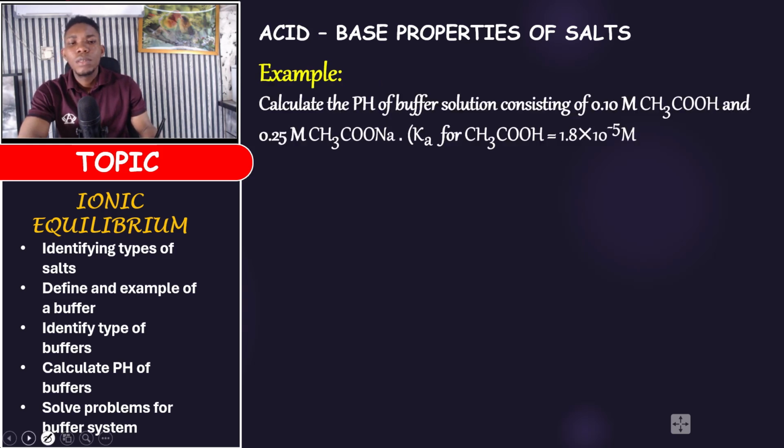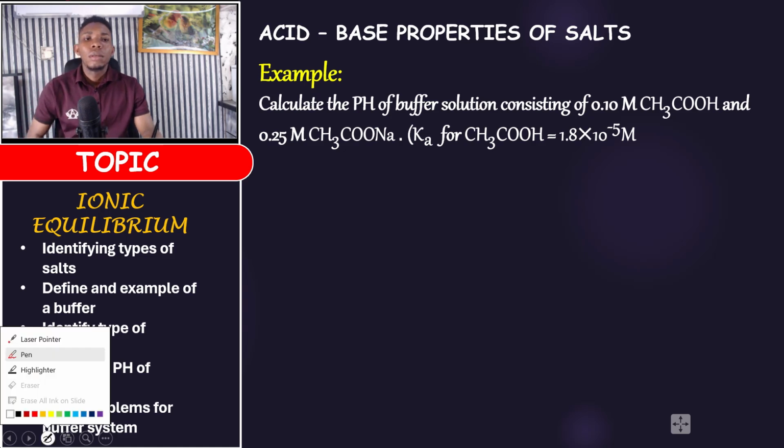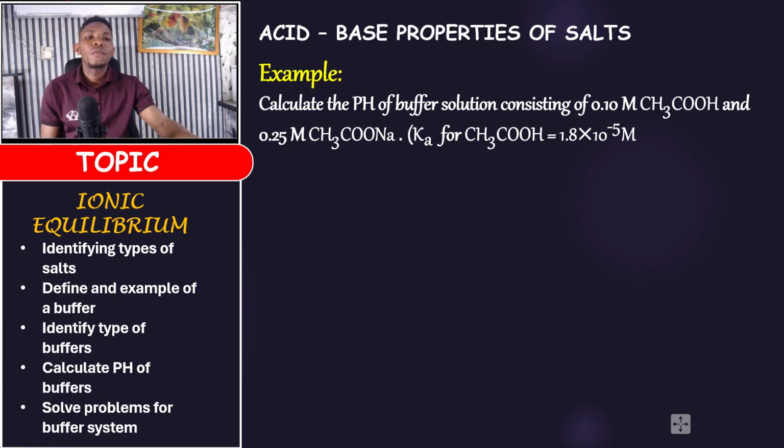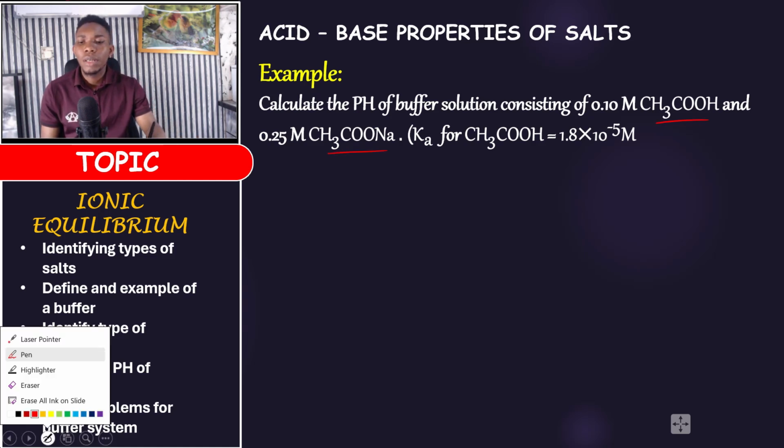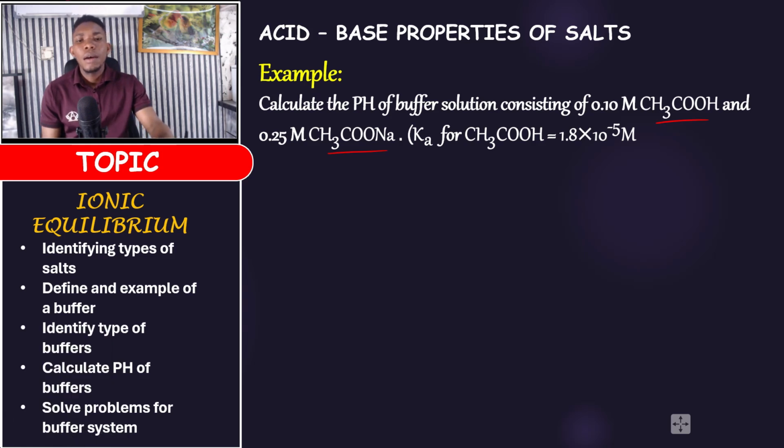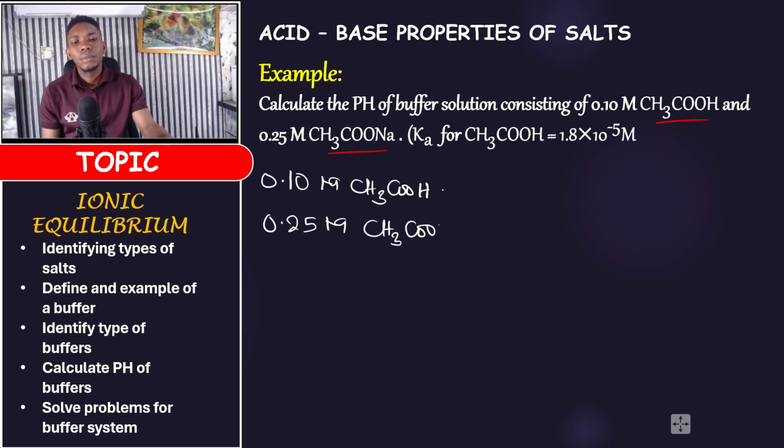All right, let's see a question. The question says calculate the pH of a buffer solution consisting of 0.1 molar solution of ethanoic acid and 0.25 molar solution of sodium ethanoate. How do we solve this? So you have 0.10 molar ethanoic acid, are you getting it, and 0.25 molar sodium ethanoate.